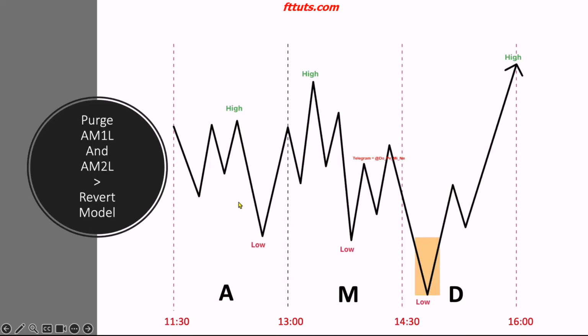So let's take a look at another long scenario. It's the following: a purge of the first cycle's low and the second cycle's low. This occurs when, during the first two cycles of the PM session, relatively equal lows got engineered, whilst a higher high got created during the second cycle relative to the first cycle.